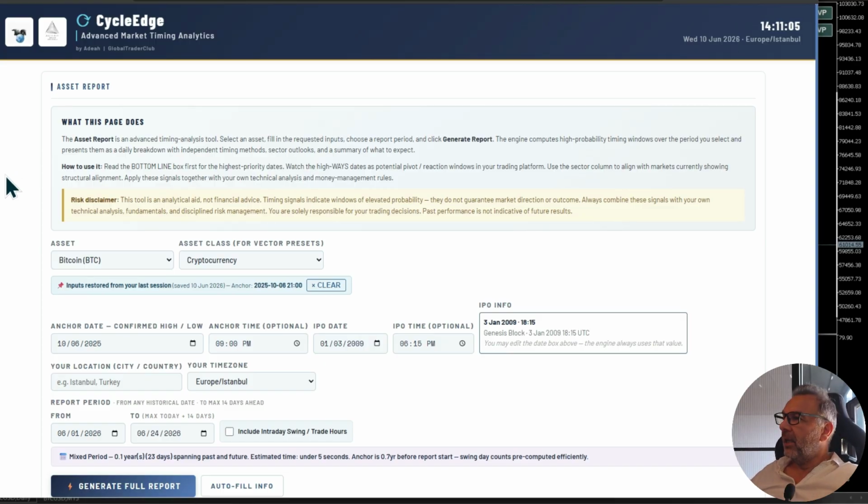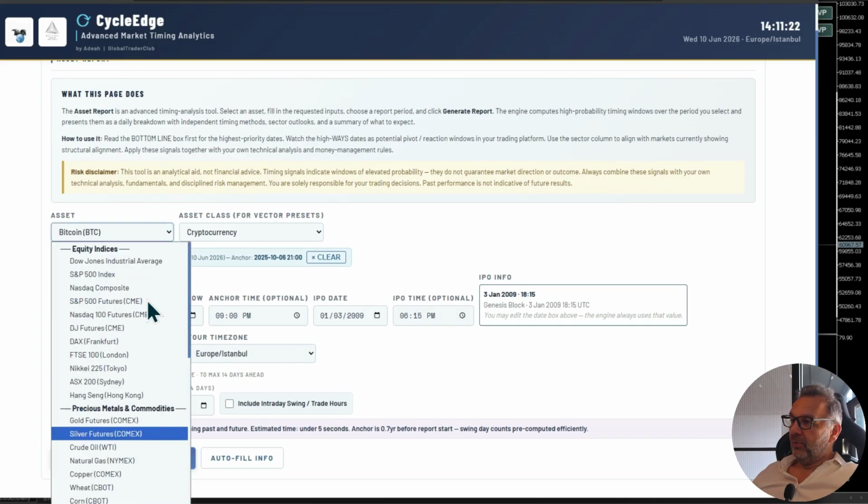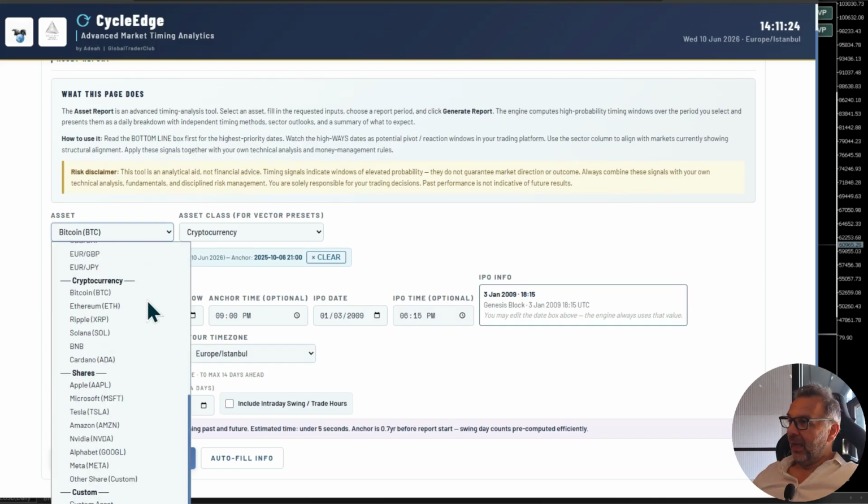All right. So Bitcoin, I've selected that. I've set an anchor date for this before, and that's the all-time high that we did on the 6th of October 2025. You can choose any asset you want here. I've got precious metals, equity indices, crypto, shares, and there's a custom button here right at the end.